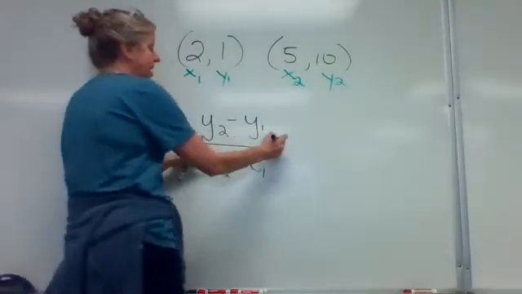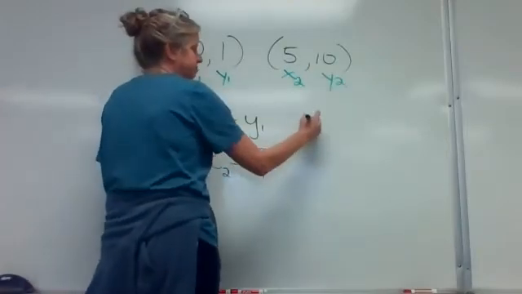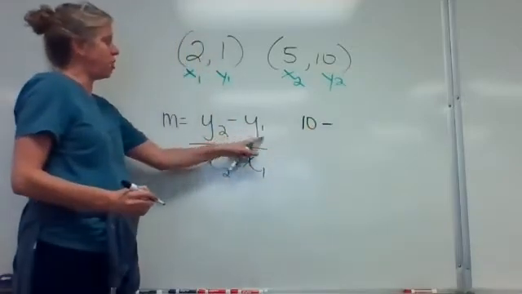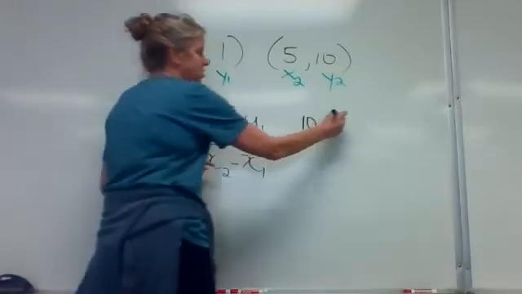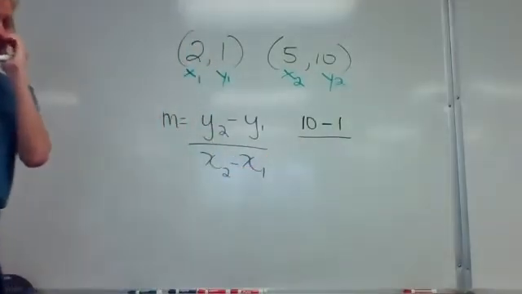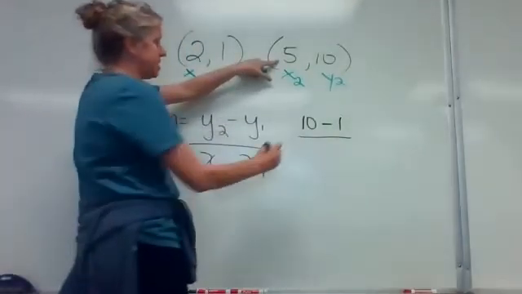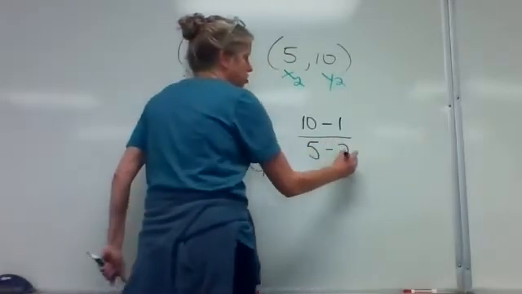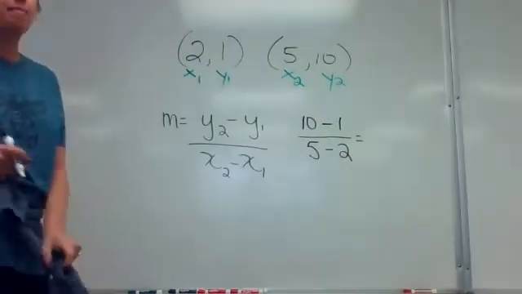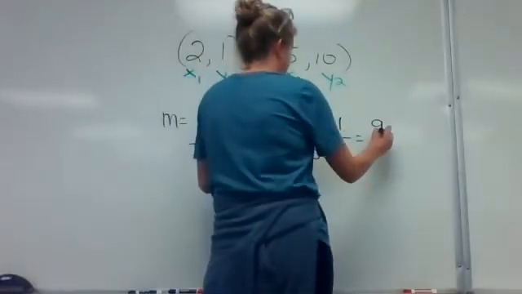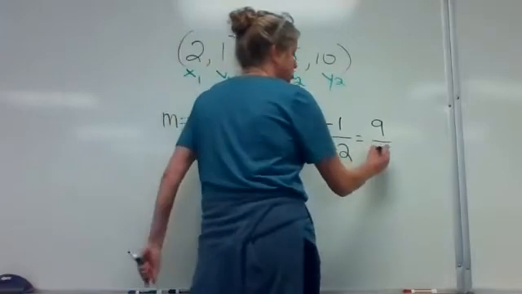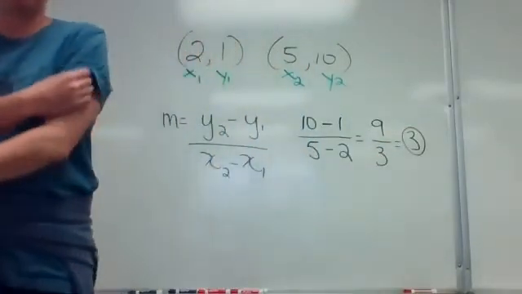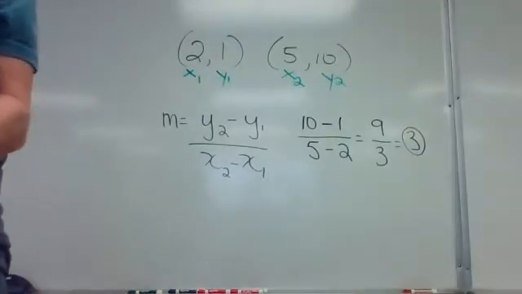So my second y is 10. Now, minus, because that's what the formula says, my first y. My first y is 1. Then do the same thing in the bottom with your x's. My second x is 5. Minus my first x is 2. And then we'll just do that math. 10 minus 1 gives me 9. 5 minus 2 gives me 3. And 9 over 3 is 3. So the slope of that line would be 3.